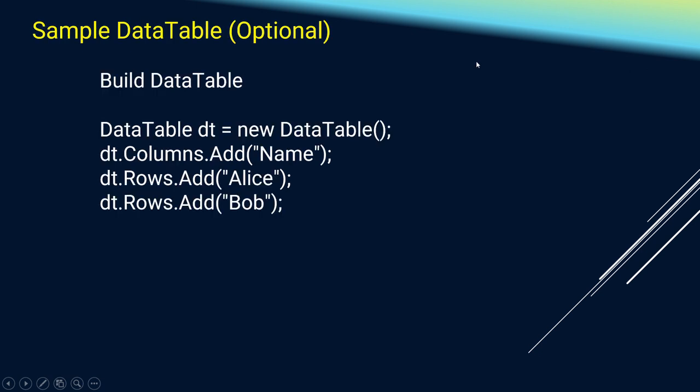For testing, you can build a DataTable manually like this. DataTable dt = new DataTable(); dt.Columns.Add of Name; dt.Rows.Add of Alice; dt.Rows.Add of Bob. Then bind this table to the repeater. This helps you see how it works before connecting to a database.